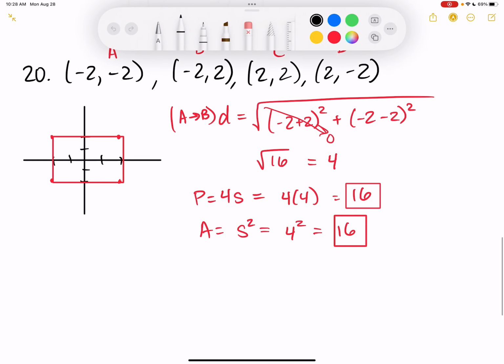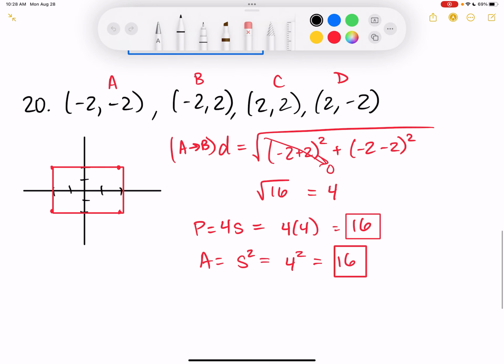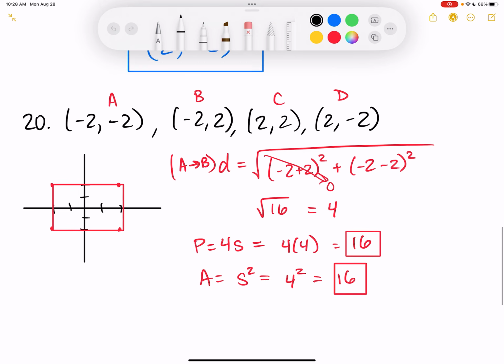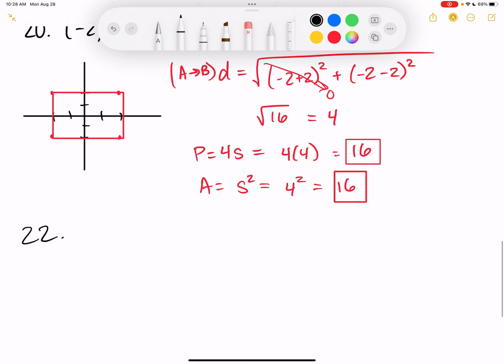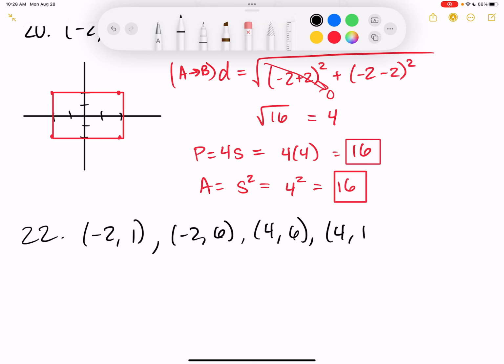Okay, so we're going to do a problem similar to this one, but a different shape this time. Same thing, we have to find area and perimeter for it. The points are (-2, 1), (-2, 6), (4, 6), and (4, 1).